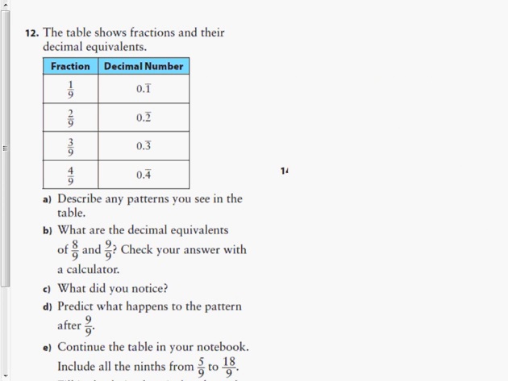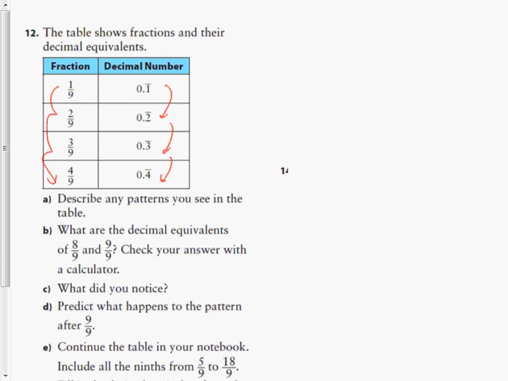Question 12, we get a little bit more difficult here. It says this table shows fractions and their decimal equivalents. Describe any patterns you see in the table. Well, the first pattern is as I go down the fraction column, my numerator increases by 1 and my denominator stays the same. That's one pattern. Down the other one, we can say as we go down the decimal number column, the number in the 10th place increases by 1.